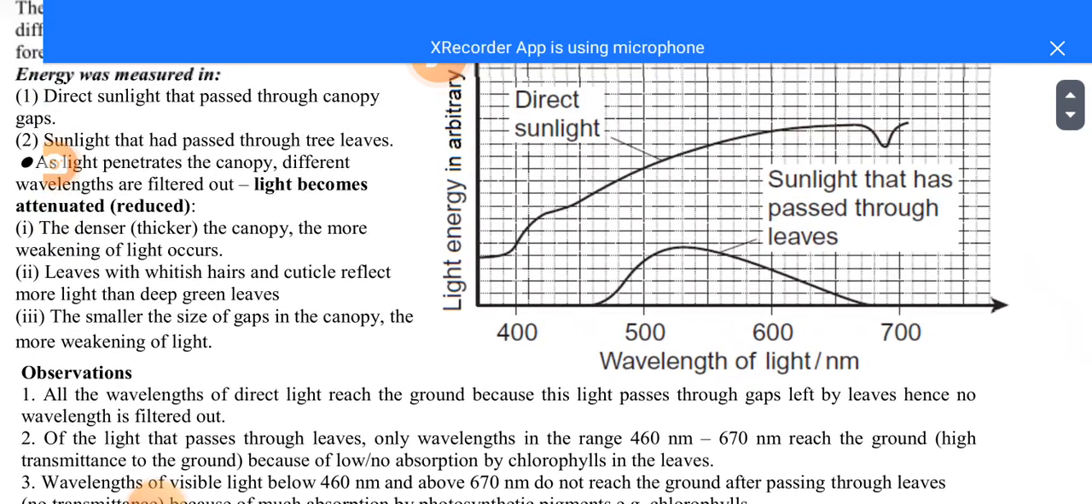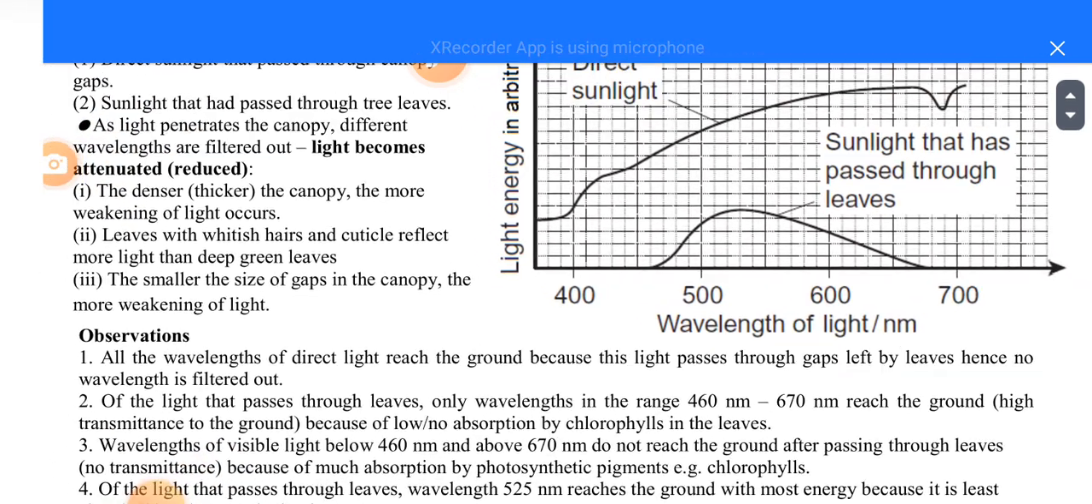Now, looking at that graph, under observation, all wavelengths of direct light reach the ground, because this light passes through gaps left by leaves. Hence, no wavelength is filtered out. So when we have a gap in the canopy, that very direct light will just hit the ground, because there are no obstacles, no leaves which are going to absorb that light.